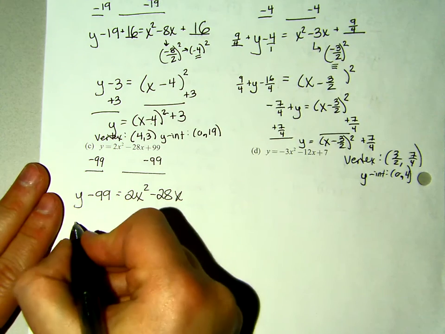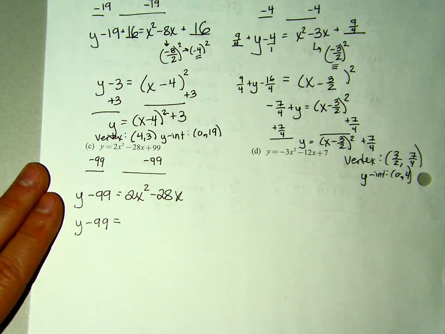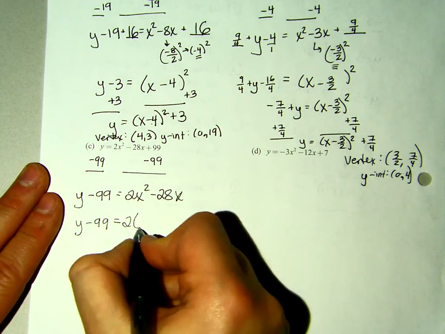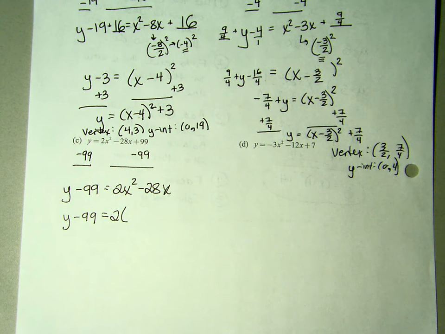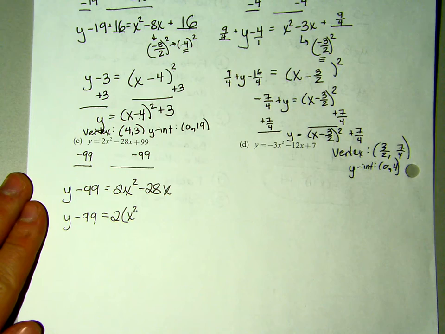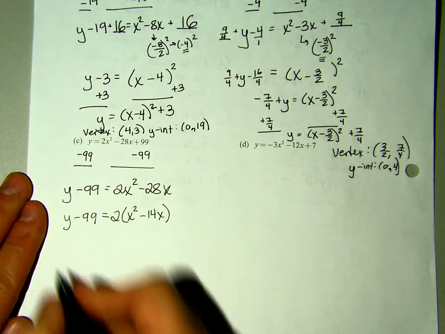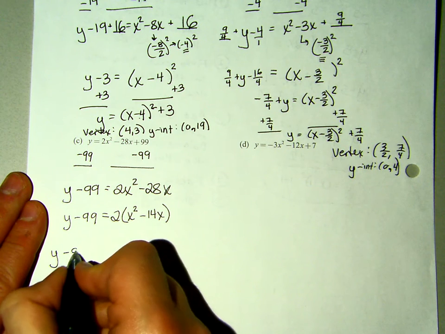So, what I mean by that is we're going to get y minus 99 equals, I'm going to factor out a 2 on that side. Not the GCF, not 2x, just the number 2. Let me keep going, you'll see why in a moment. I'm going to factor out the 2, I'm going to get x squared, and what else? Minus 14x.